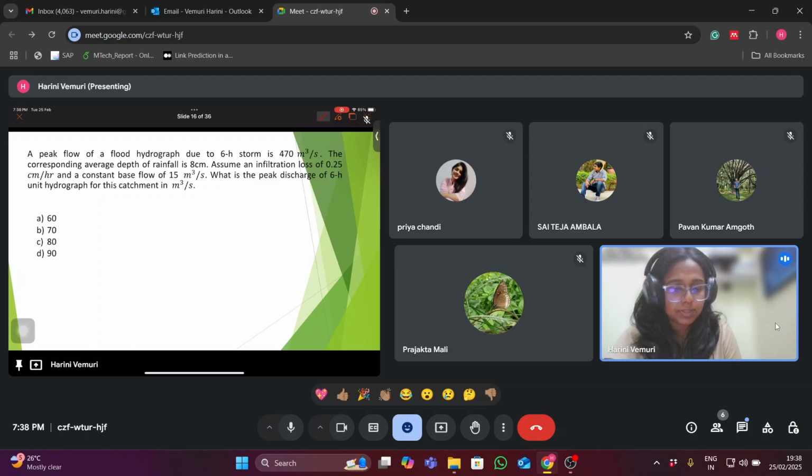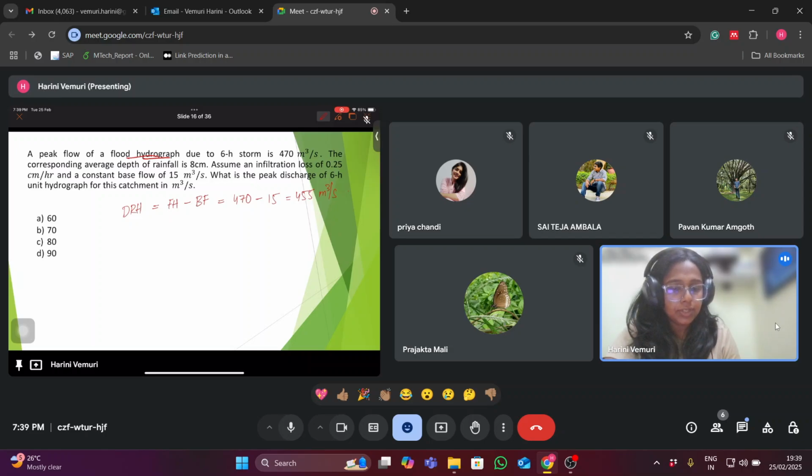So here you can see, first of all, it says flood hydrograph. To calculate the direct runoff hydrograph, first the base flow should be subtracted from the flood hydrograph. So to get the peak of direct runoff hydrograph, we have to do 470 minus 15, that is 455 meter cube per second.